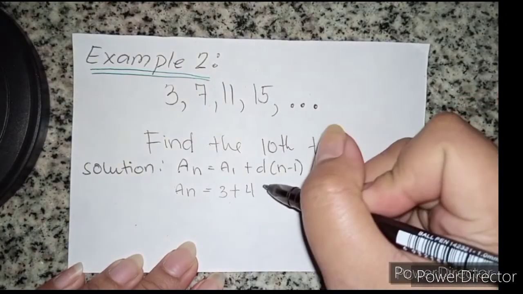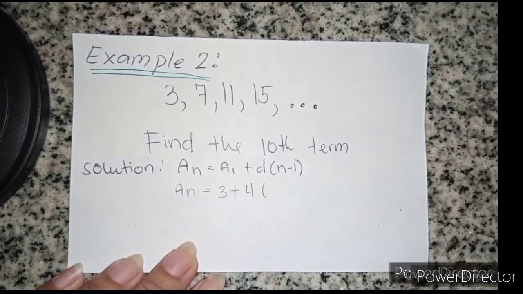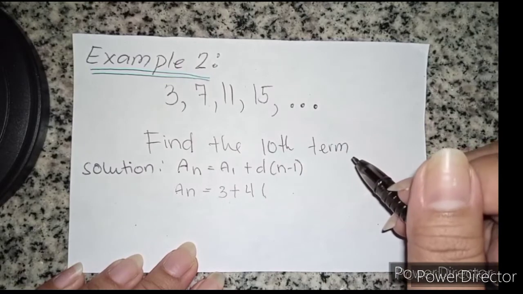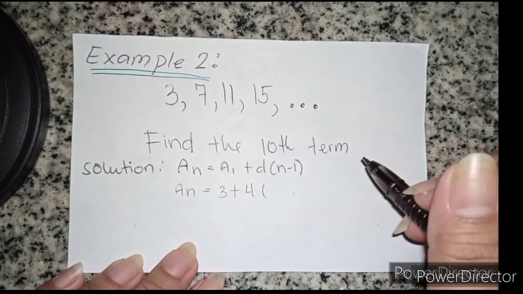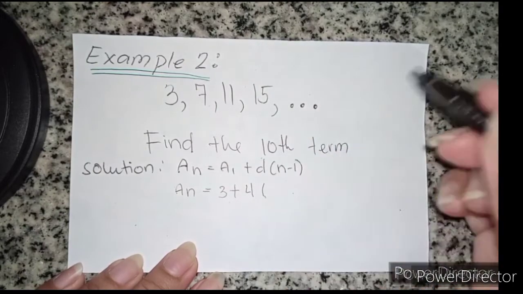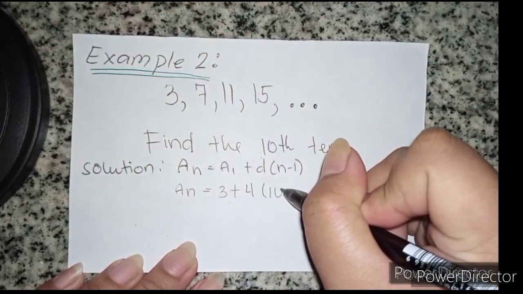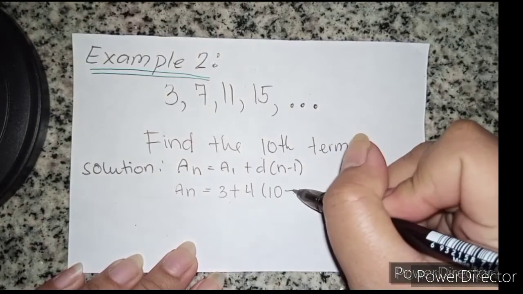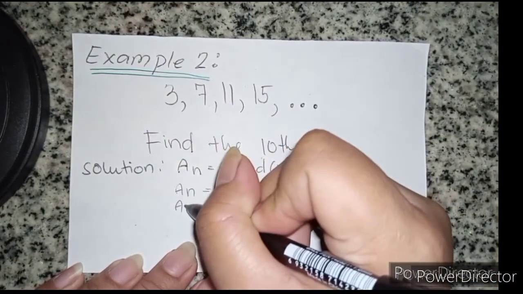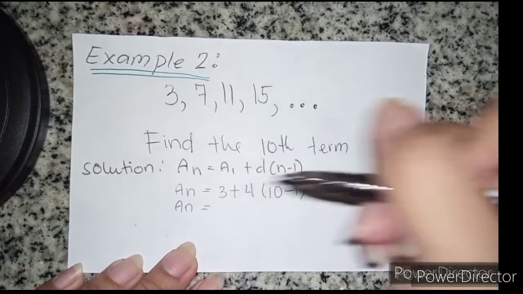Next, open parenthesis, the value of your n. So n is the number of terms. So the number of terms we're going to find is 10. So we put it here, minus 1. Then, let's simplify. Let's copy an.